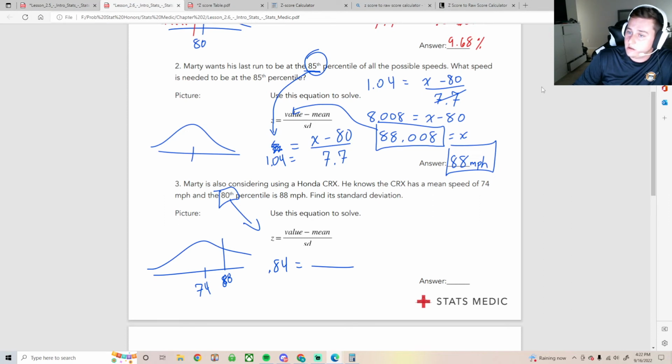0.84 is the z. So the mean is 74, so the 74 has to go here. I don't know the standard deviation. Oh, duh. Since we're talking about this particular z, this 88 must go here. That way we only have one unknown. Okay, Mr. Vallone's COVID brain was not cooperating for a moment.